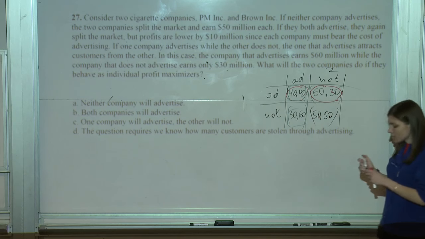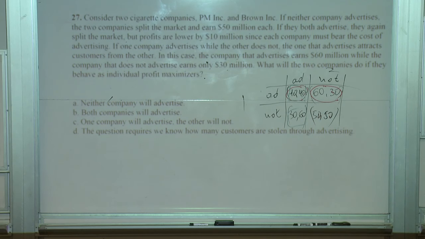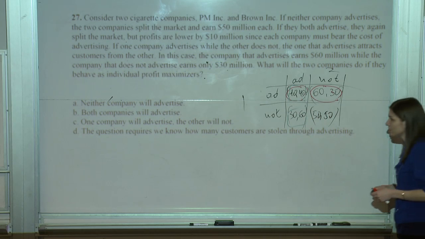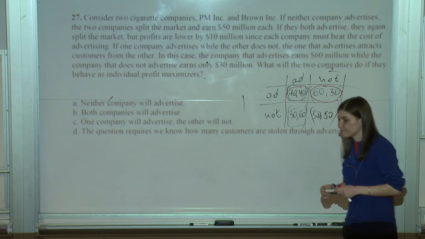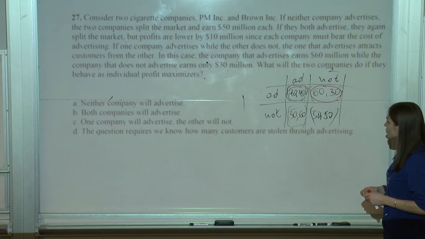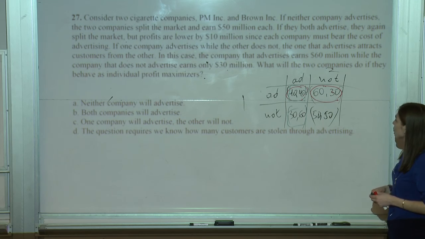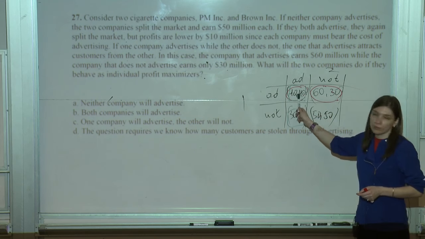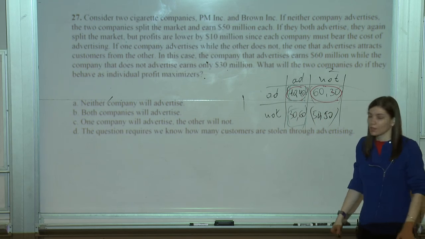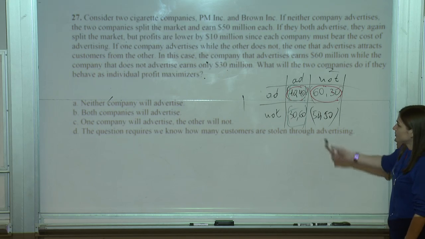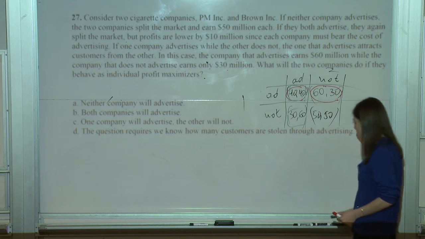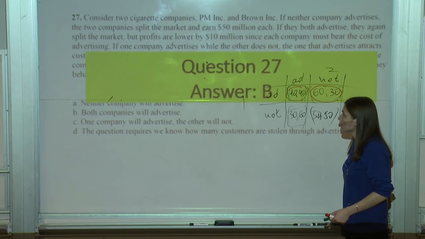So it turns out in this case, both of them have a dominant strategy, which is to advertise. Whenever there's a prisoner's dilemma, they will both have a dominant strategy. That's the general idea. So they both advertise. The Nash equilibrium is when they do. And that's, what is it? B? Yeah. So the answer here is B.